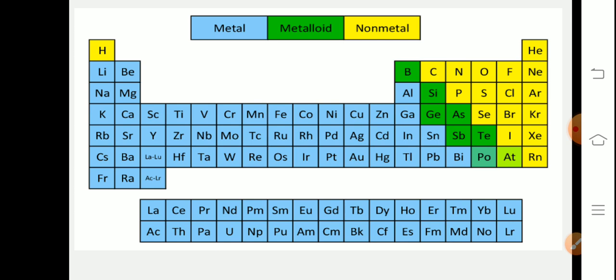Elements with 3 or fewer electrons in the outer shell are considered to be metals. If there are 5 or more electrons in the outer shell, they are considered to be non-metals. If there are 4 electrons in the outer shell, yes, you are right, they are considered to be metalloids. But we may have some exceptions to this. So let me explain with an example what I told.